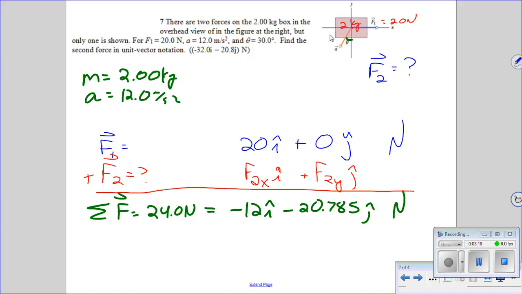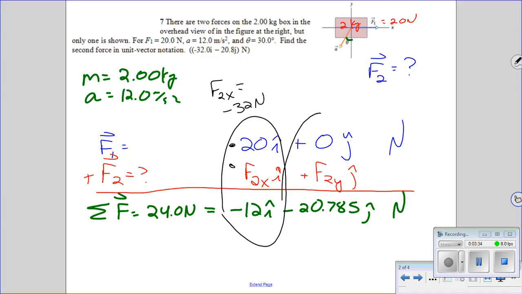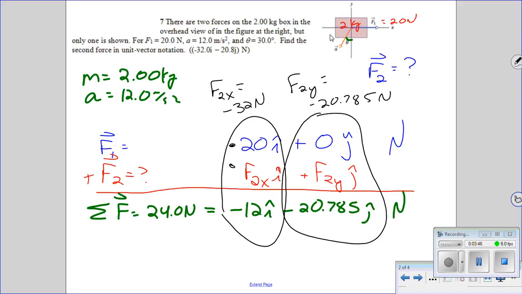So if you look at this column, we're saying 20 plus what is negative 12. So your F2x has got to be, what, 32? No, sorry, negative 32. And over here, your F2y, 0 plus what is negative 20? Well, negative 20. Okay, and then what were we trying to find? Find the second vector in unit vector notation. Oh, there we go. We've got it, right? Here's our i component. Here's our j component. Shazam. Okay, hope that helped.